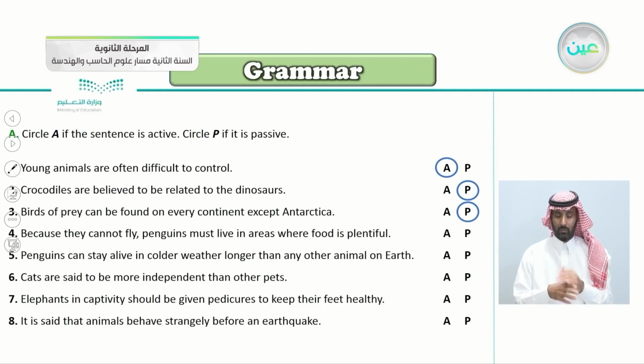So, is this active or passive here? I think this is an obvious one. It is an active sentence because penguins are the subject here. That's why we begin the sentence with penguins. Number five, penguins can stay alive in colder weather longer than any other animal on Earth.